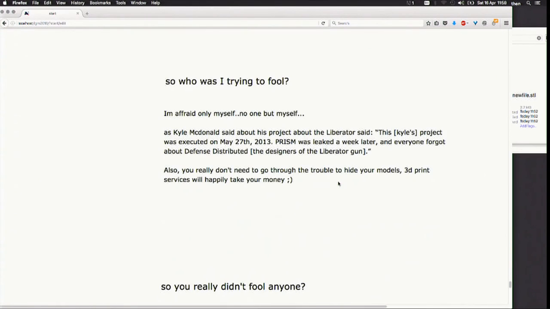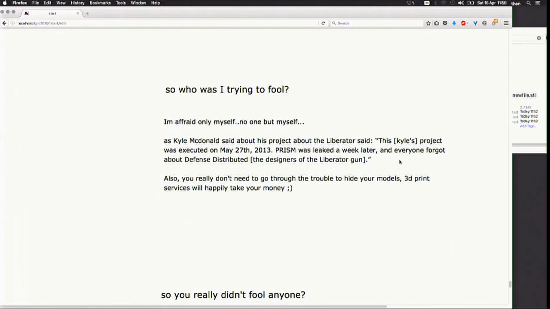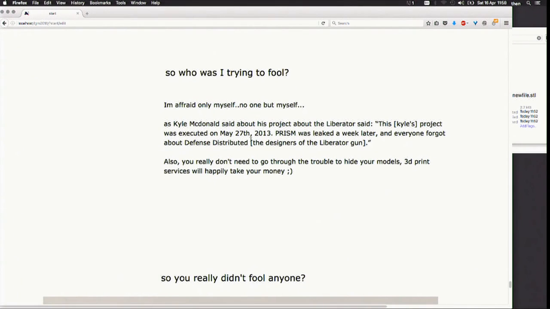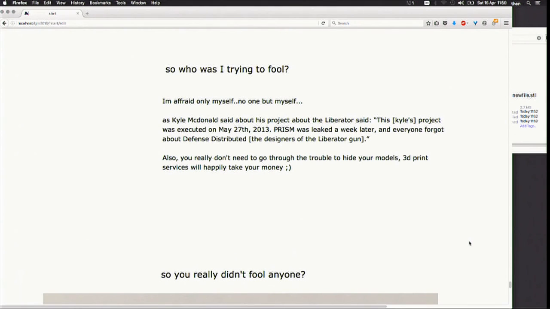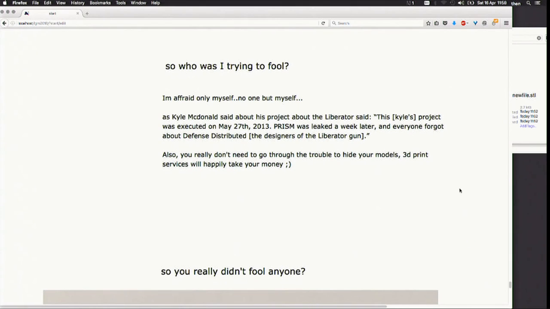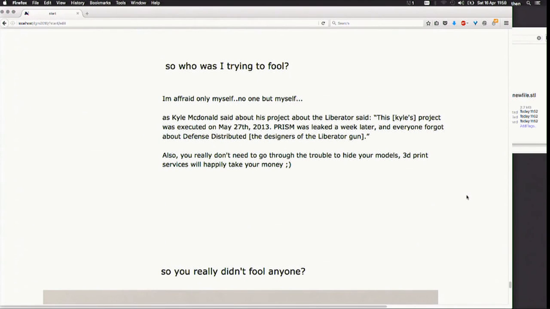So in the end, who did I fool? Actually no one. Everyone was happy to take my money and print my models. And Kyle MacDonald also did a project with a Liberator called, I forgot the name actually, Liberator Variations, I think you can look it up on Thingiverse, where he also combined different models. He said, after I did my project, a week later Prism was leaked and everyone forgot about Defense Distributed.